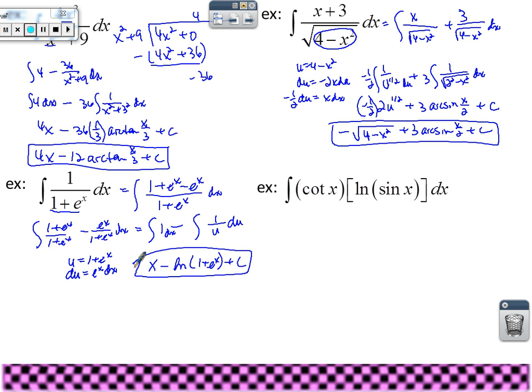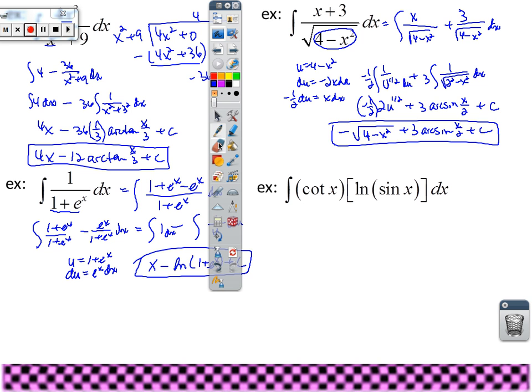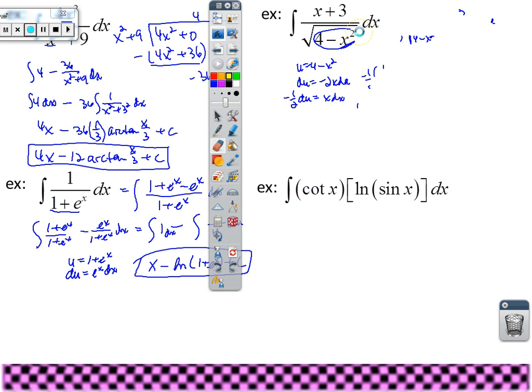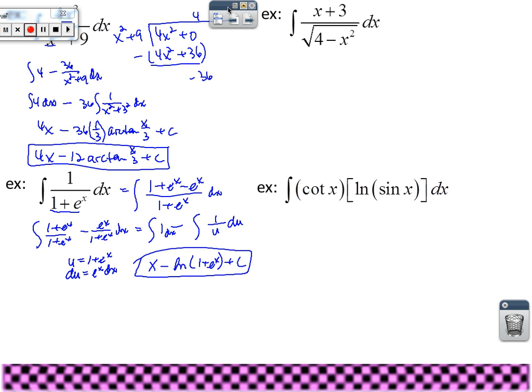I need a little bit of room up here, so let me erase. All right, so let's try our integration by parts because it's the product of two things. Remember the LIATE? L being logarithm, so I'm going to put this first. So ln of sine x would go first, and then trig, the T in LIATE, would come second, so cotangent. Okay, so the derivative of ln sine x would be 1 over sine, and then what? Times the derivative of sine, which is cosine.